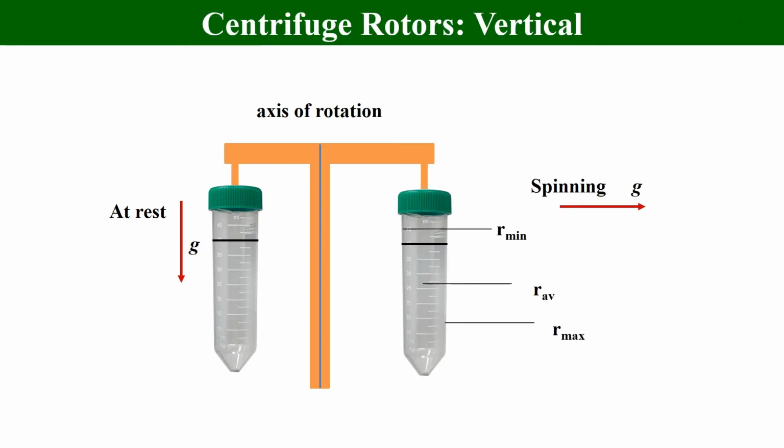This is a second kind of rotor. This is called the vertical rotor. So it is exactly at 90 degrees at rest, also at 90 degrees when it is spinning. The most important thing to notice here is R minimum, R average and R maximum. There is hardly any variation. Compare this figure with the swinging bucket R minimum, average and R maximum.